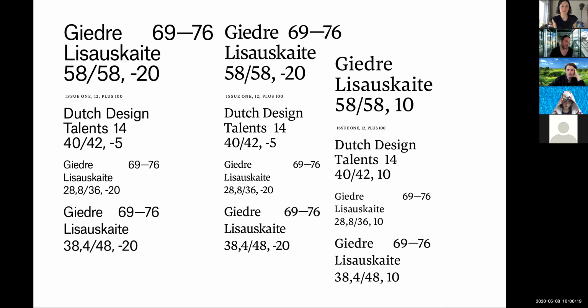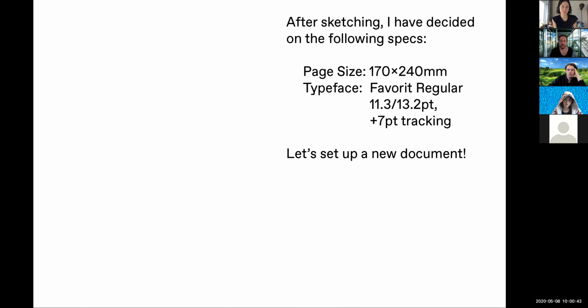Different sizes for headings, for instance, for numbers, etc. So again, this is 40-point type size on a 42-point leading with a tracking of -5, 28.8 on 36 leading with a tracking of -20. Just seeing how these typefaces behave. So at some point I decide, and after sketching, I decided on the following specs.